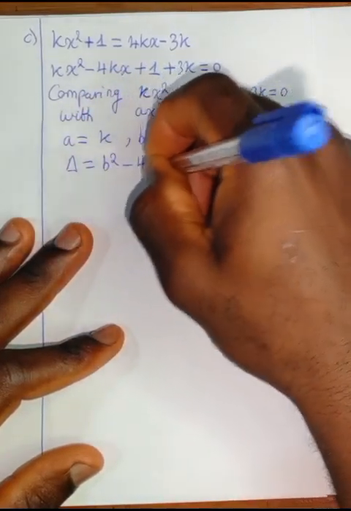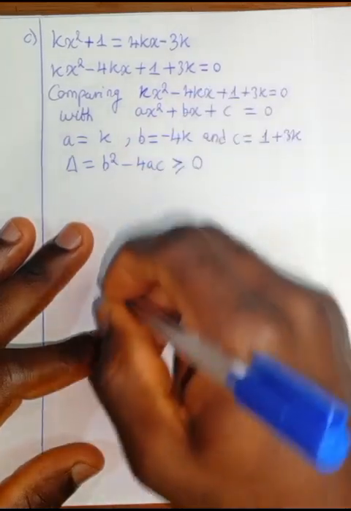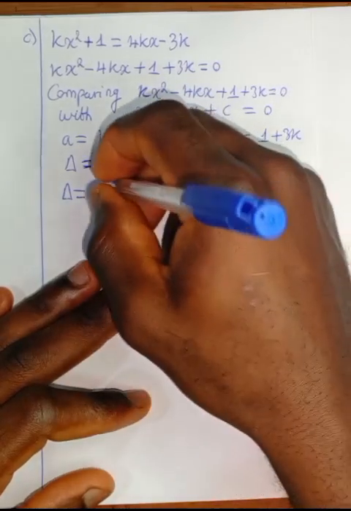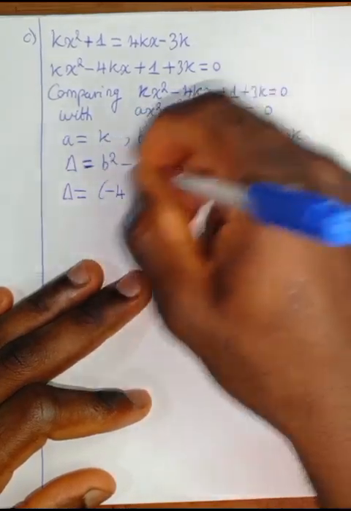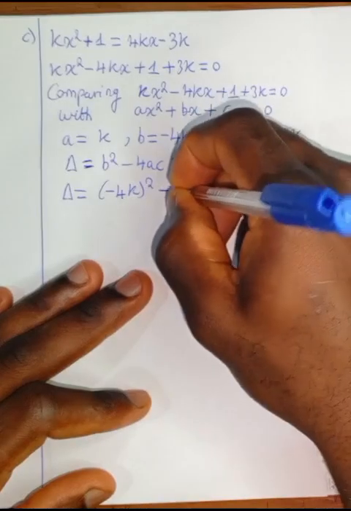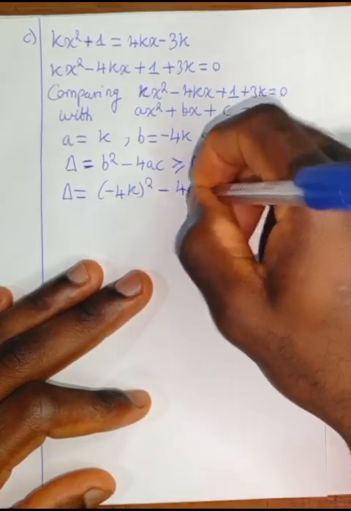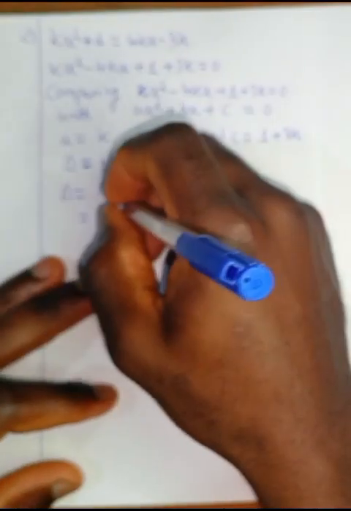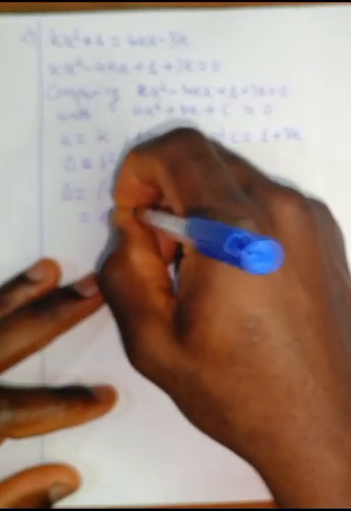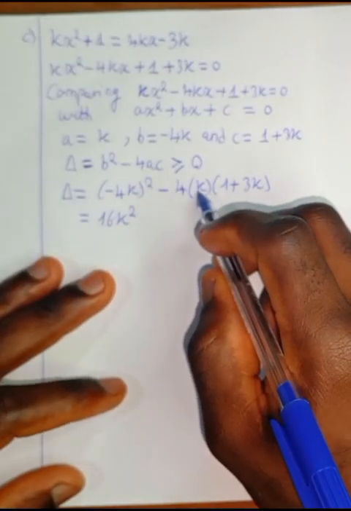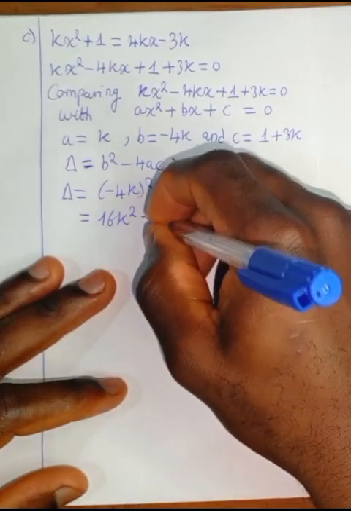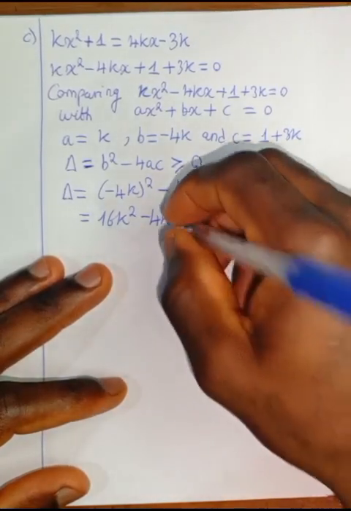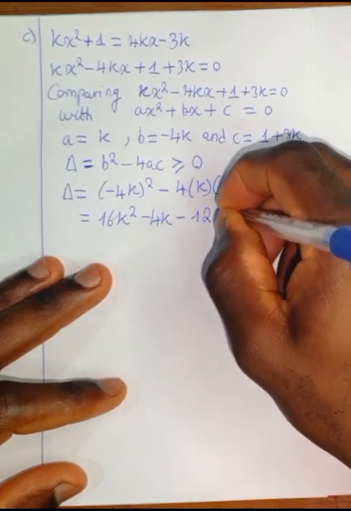We know that for the quadratic equation to have real roots, that means the discriminant b squared minus 4ac must be greater than or equal to 0. Our discriminant, we insert the values for b, a, c: negative 4k squared minus 4 times a, which is k, times c, which is 1 plus 3k. So this will give us 16k squared. Negative 4 times k is negative 4k, times 1 gives us negative 4k. Negative 4k times positive 3k gives us negative 12k squared.